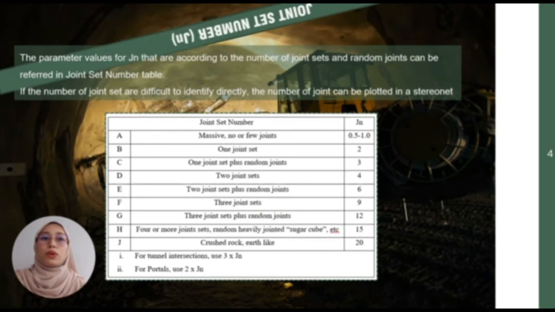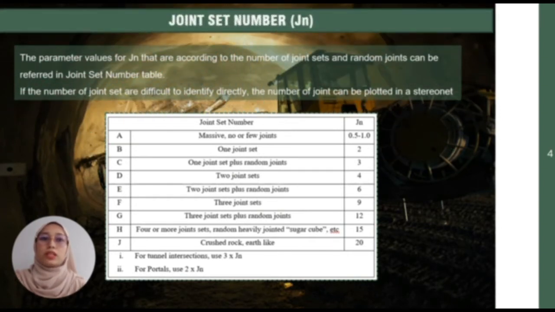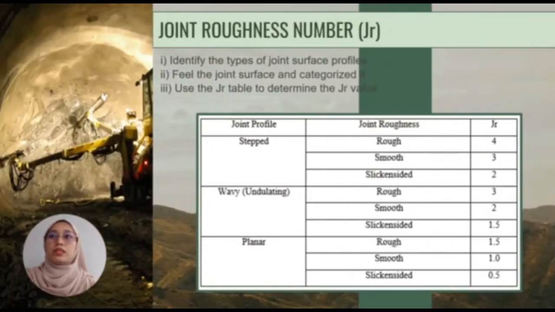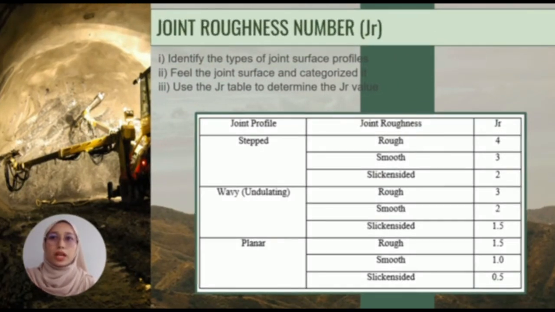For the joint set number, Jn, we will use the Jn table to determine the value according to the number of joint sets and random joints. However, if the number of joint sets is difficult to identify directly, the joint sets can be plotted in a stereonet. Next is the joint roughness number, Jr. There are 3 steps to determine the value of Jr. For the first step, we need to identify the joint surface profile.